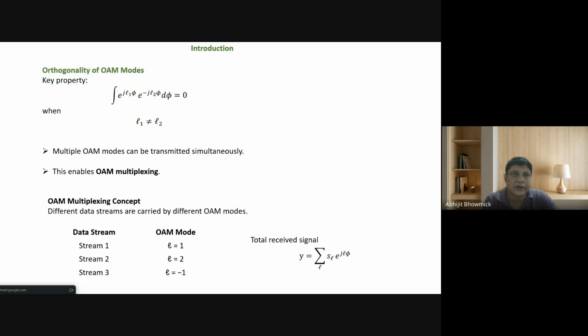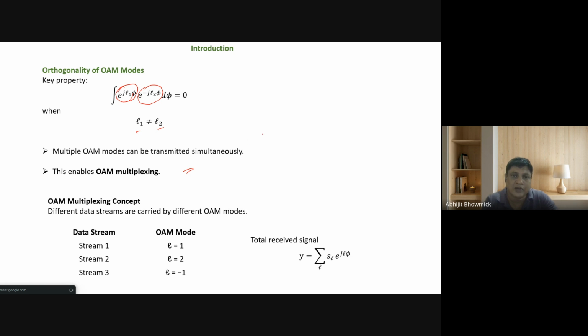Now, how do I test that orthogonality? Ideally, if there are two modes, one is the L1 mode and the other is the L2 mode, and they are integrated over phi, then if it comes to 0, that means mode L1 is orthogonal to L2. That is the ideal case scenario. So how can I do wave multiplexing? Since these modes are orthogonal to each other, I can transmit data using these modes.